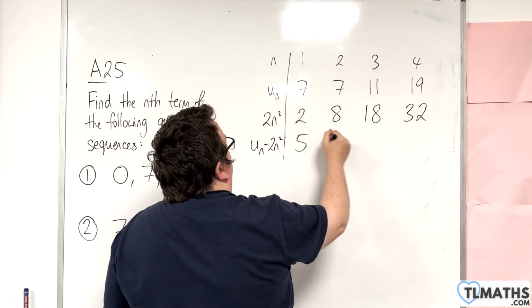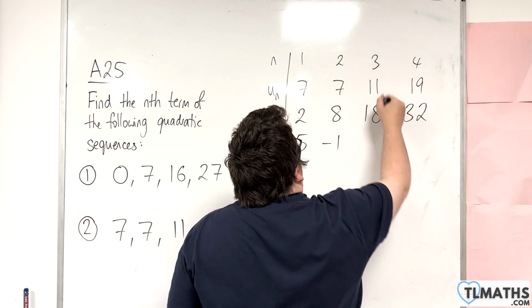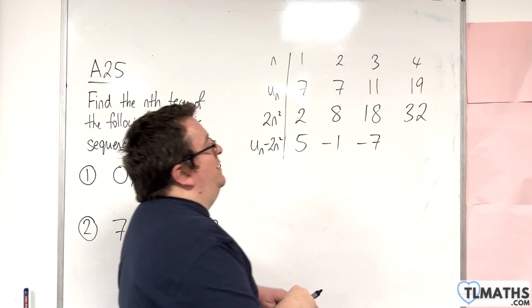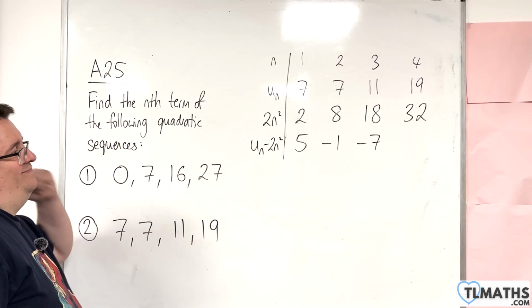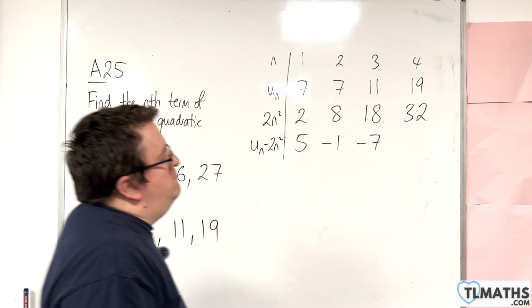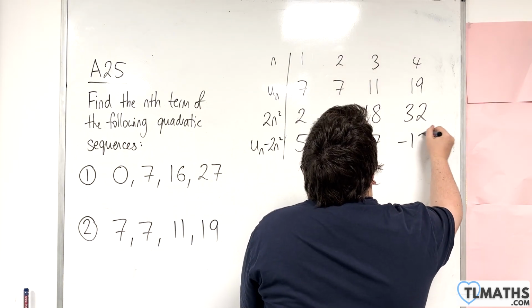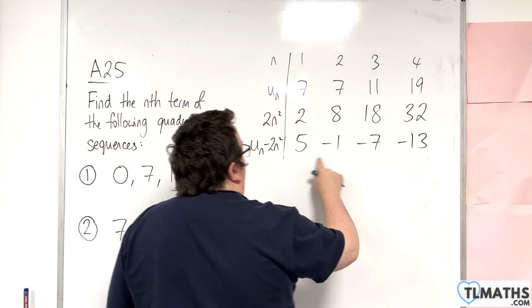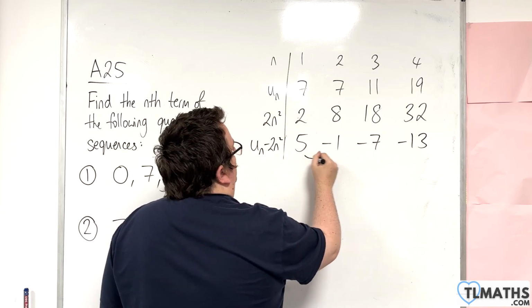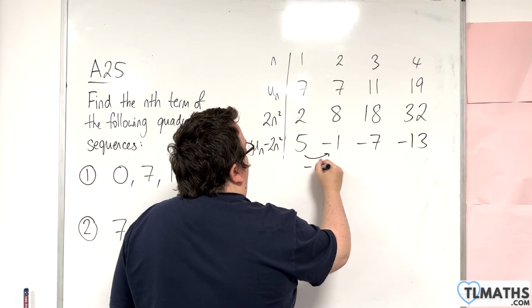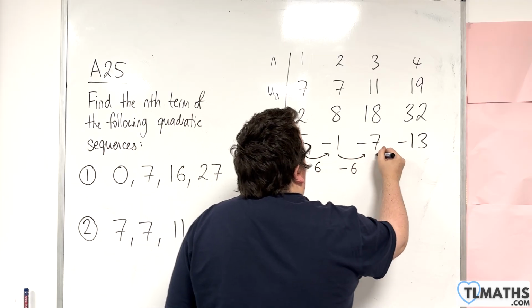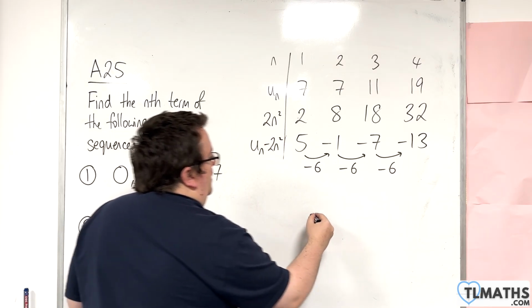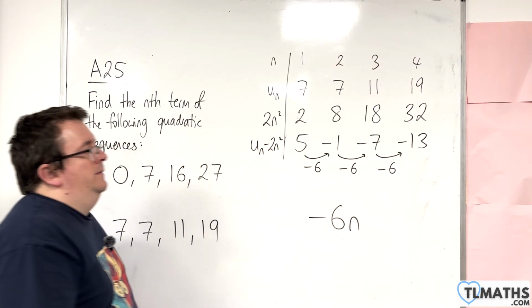7 take away 2 is 5. 7 take away 8 is minus 1. 11 take away 18 is minus 7. And then 19 take away 32 will be minus 13. So investigating this should now be an arithmetic sequence. To get from 5 to minus 1, I need to subtract 6, then subtract 6 again, then subtract 6 again. Because I'm getting minus 6's there, that's minus 6 that goes in front of the n.